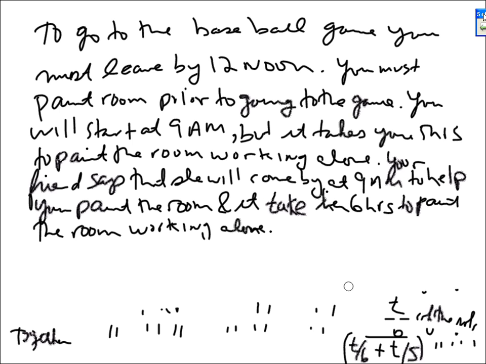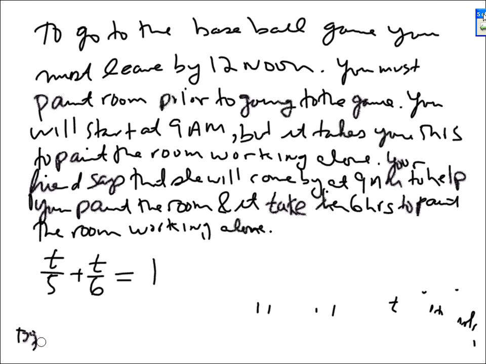The question is, what do you want this to equal? This is the part of the job you do in T hours. Well, you want it to be one complete job. You want to find the T that will make that one complete job. For example, if T was 1, you did 1/5 plus 1/6 of the job, which I think is 11/30ths of the job. If instead of setting it equal to 1, we set it equal to 11 over 30, it would turn out that T was 1. But I don't want it to be 11/30ths of the job. I want to complete one whole job. Alright, so this is the equation you have to solve.